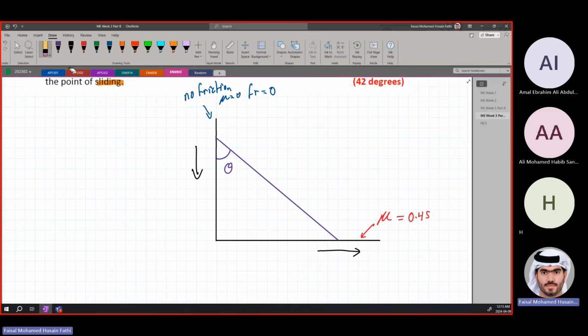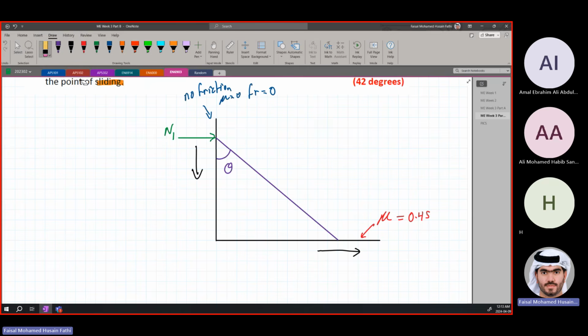Let me just erase this. And we could just draw it on this side. It is the same thing. This is our normal, because the normal force is always in the opposite direction of the wall and perpendicular to the wall. This is the normal. Let's call this normal 1, N1.